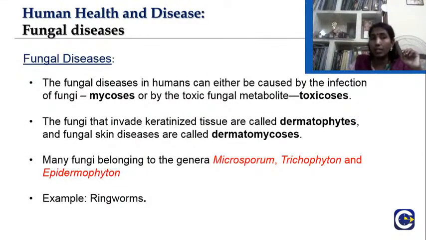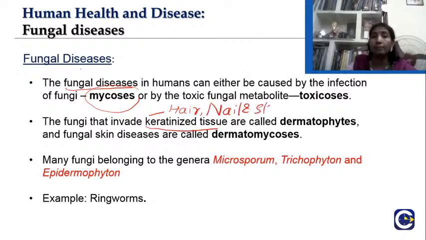So the fungal diseases in humans are caused by infection with fungi, which we collectively call mycosis. This affects a particular set of epithelial tissue, the keratinized tissue. What do we mean by keratinized tissue? The hair, nail and the skin. The fungi that affect this keratinized tissue are called dermatophytes. Derma means skin. If we get a skin issue, which physician do we go to? The dermatologist. So derma is the skin.